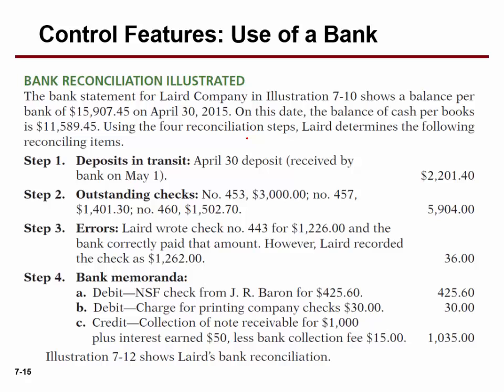So when I'm adjusting the bank balance, the two big ones, and this you can kind of memorize, are deposit in transit and outstanding checks, right? And when I do all that, I get a corrected cash balance of how much? $15,907 minus the 20140. Plus, that's an add. 20140 minus the 5904 gives me what?